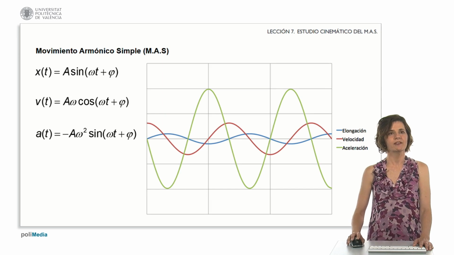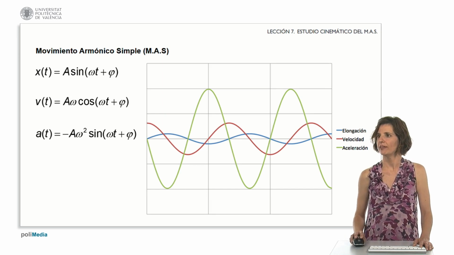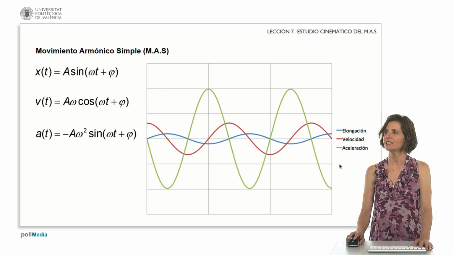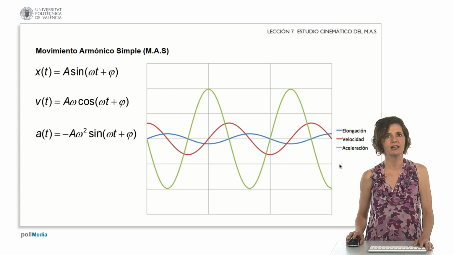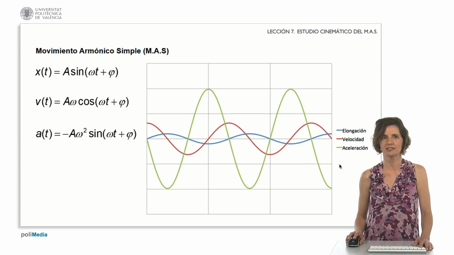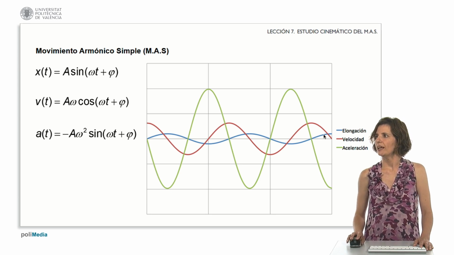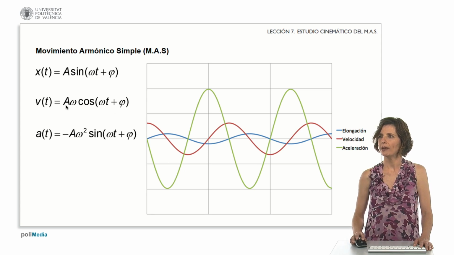If we plot elongation, velocity, and acceleration, we can compare the amplitude of these three physical quantities and also compare the phase difference between them. We can observe that the elongation, which is the one in blue, has the smallest amplitude. Then we have the velocity, whose amplitude is A omega. We can see it in its equation. It is a little larger than that of the elongation, and the largest is that of the acceleration, which has amplitude A omega squared.